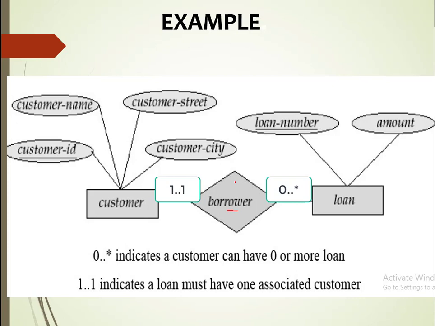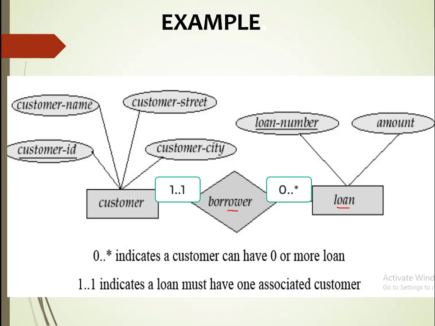One thing to note: when you're dealing with the attributes, the attribute that becomes the primary key, we normally underline it. So for example, you can see in this case, customer has the customer ID underlined. Why? The customer ID is going to be the unique identifier among these different attributes. In the same case for the entity loan, the loan number is the unique identifier.